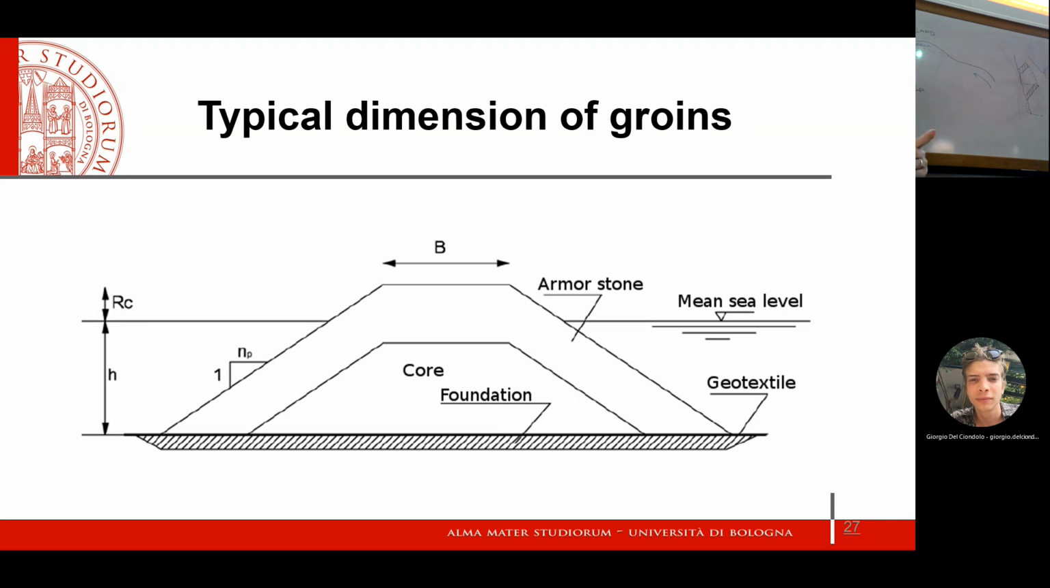We indicate with capital B the width of the crest, and we also indicate with the symbol, I think it is an eta P, the slope. But let's see. An important parameter is the lateral slope of the groin, the slope of the sides of the groin.